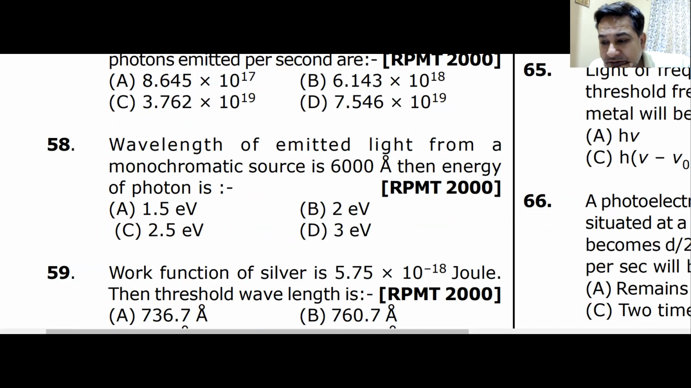This is Rajasthan PMT. Rajasthan PMT used to be one of the toughest PMTs because there is a lot of competition in Rajasthan. Quota is there. The wavelength of emitted light from a monochromatic source is 6,000 Armstrong units. What is the energy of the photon? This comes to you right away. This is what I call a straight question, which can be done straightforward. I hope you can give me an answer for this one, bacha.